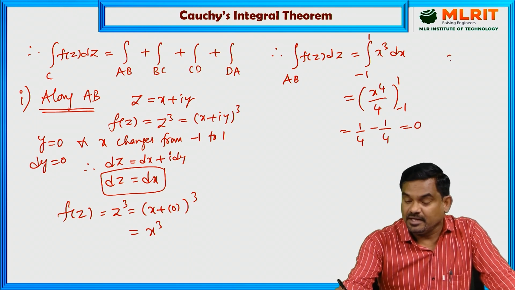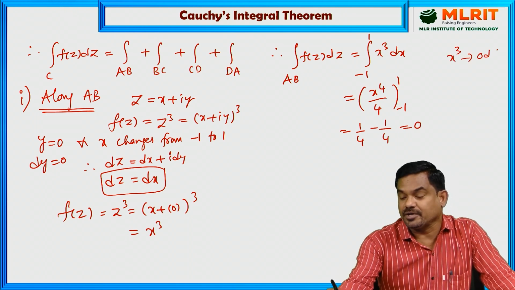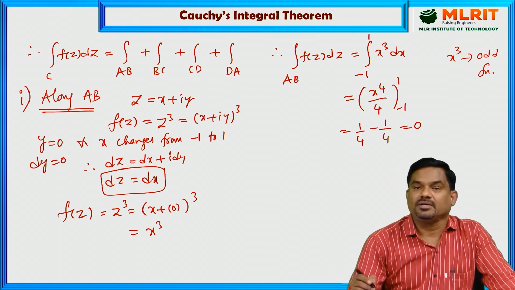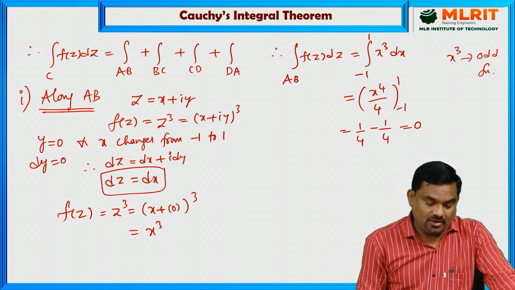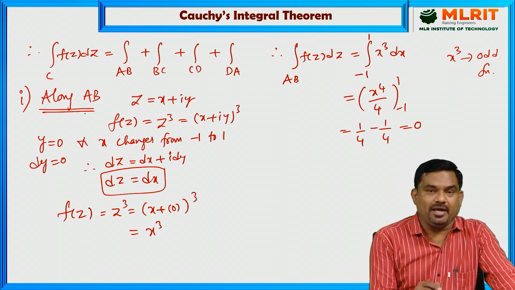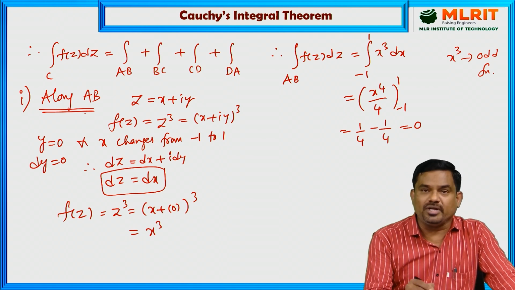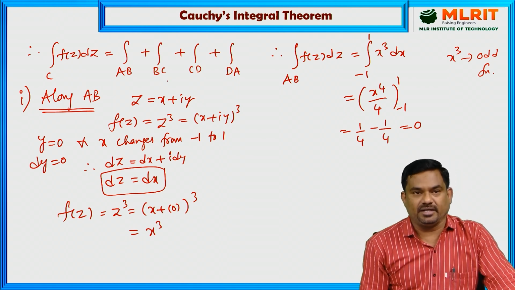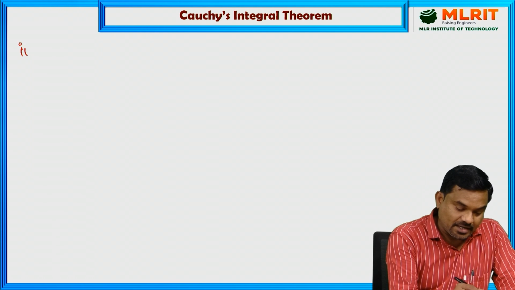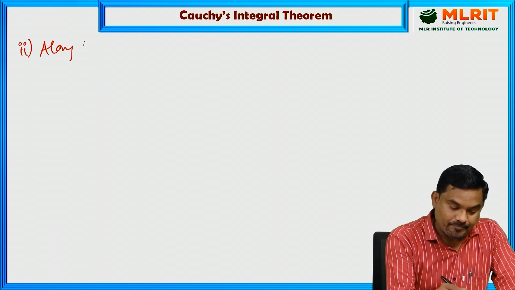Or simply, x cube is an odd function. Therefore, the integral value is 0. So the first line integral along AB is 0. Similarly, we need to find the remaining 3 line integrals. Now coming to the second, along BC.